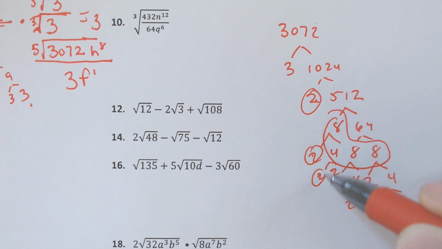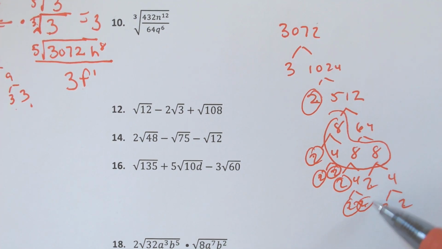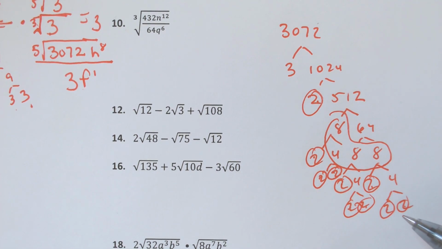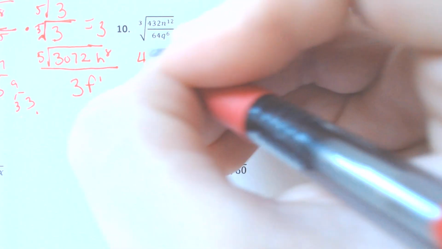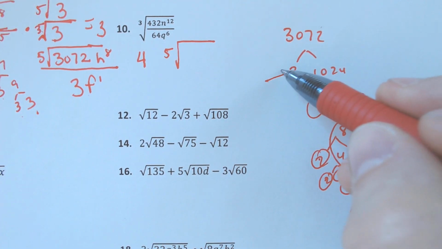I'm going to circle them right now. 1, 2, 3, 4, 5 2s. 1, 2, 3, 4, 5 2s. I'm going to circle those as well. Notice how I had 5 2s and then 5 2s again. That is going to multiply and be on the outside and become 4. 5th root of the single 3 left over.